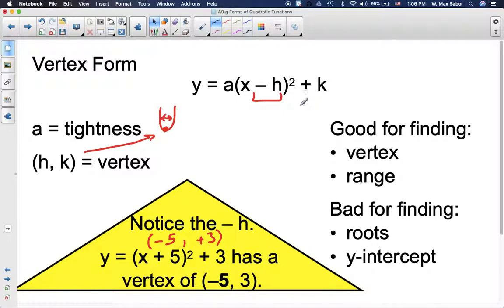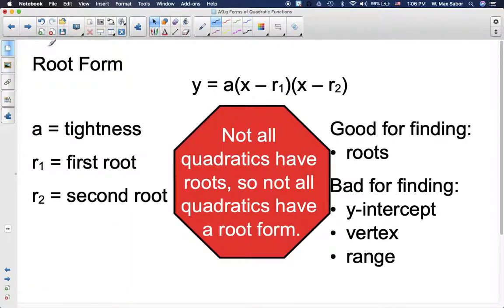It's easy for finding the vertex, and because the range is connected to the y-coordinate of the vertex, when we say, okay, this one is at negative 5 comma 3, we can say that now our range has to be y is greater than or equal to that 3. It's bad for finding the roots, because there's more calculation that you have to do, or the y-intercept, because plugging in 0 here, there's still some calculation to do.